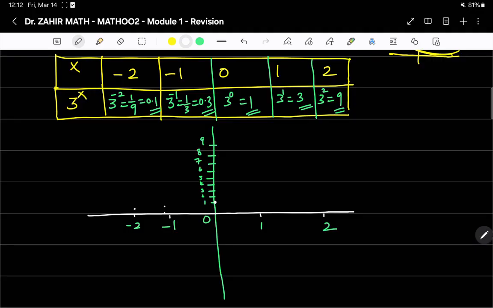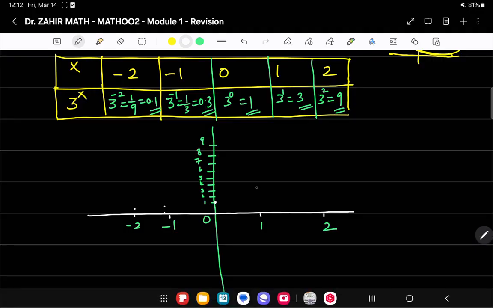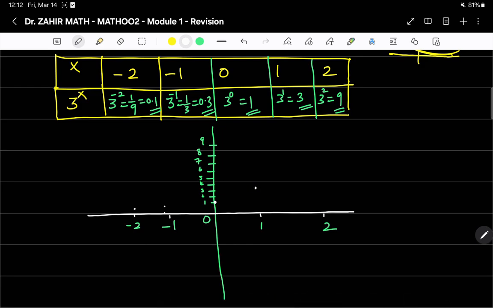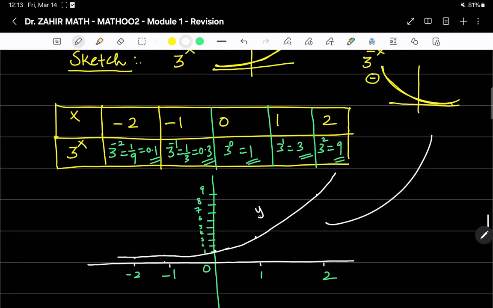Still it is, because 1 is here, very near. And 3 power 0 is 1 here. And at 1, it goes to 3, which is here. And at 2, it goes to 9, which is here. Okay, right. So the graph goes like this, without touching the x-axis line, and it goes like this. Let me erase this one and I'll put this point here. So this is the model. So this is the curve y is equal to 3 power x. Very easy. Okay, clear?